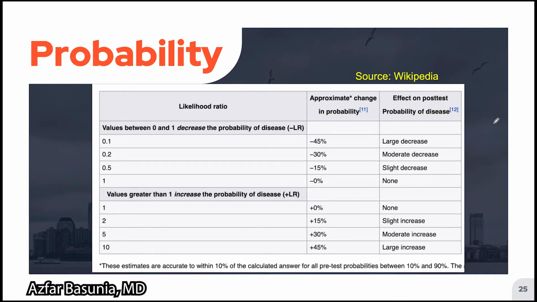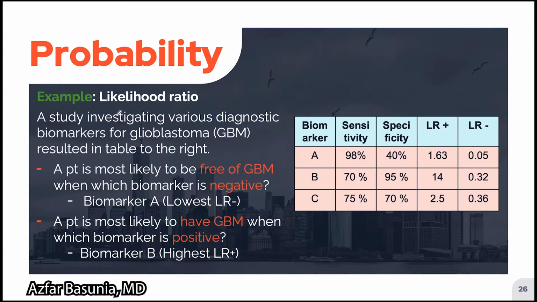Here are a few examples of how likelihood ratios affect the post-test probability of a disease. Note that when the likelihood ratio is equal to 1, the post-test probability of the disease does not change, and thus there is no effect of doing the testing itself. When the positive likelihood ratio is about equal to 10, there is a 45% increase in the probability of the disease. Conversely, when the negative likelihood ratio is equal to 0.1, this indicates a 45% decrease in the probability of the disease. Let's run through a quick example for likelihood ratio.